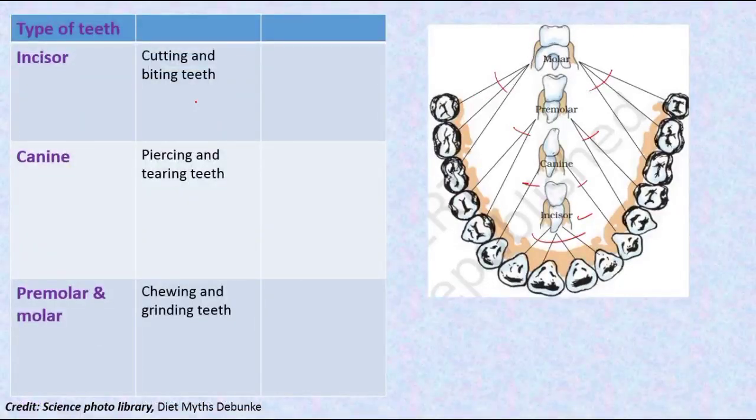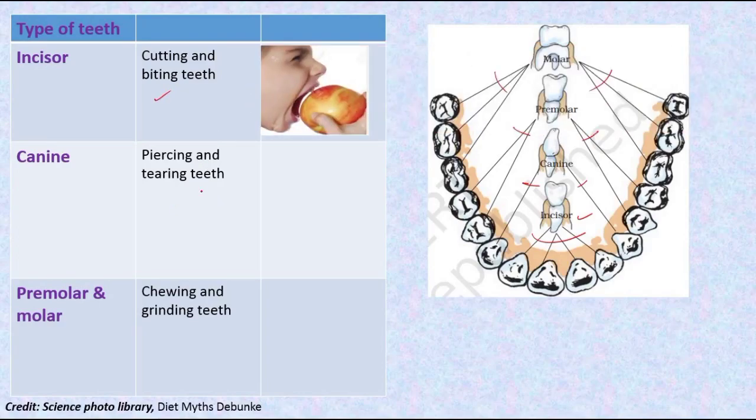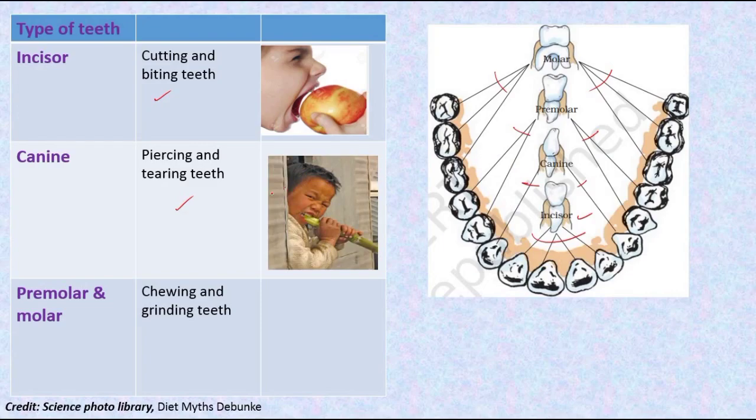In this picture, we are seeing the types of teeth in our mouth. Incisor teeth, they are 4 in number, canine 2 in number, premolar 4 in number, and molar 6 in number in the lower jaw. Incisors are used for cutting and biting. Canines are used for piercing and tearing, and premolar teeth are used for chewing and grinding the food item.